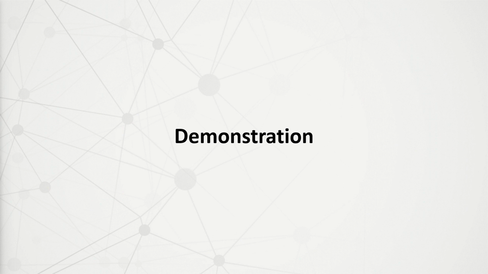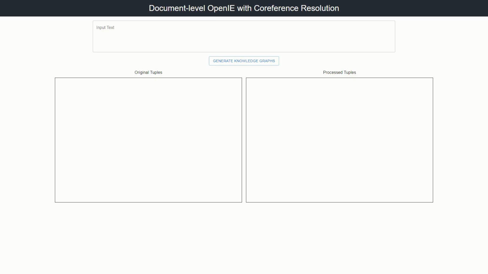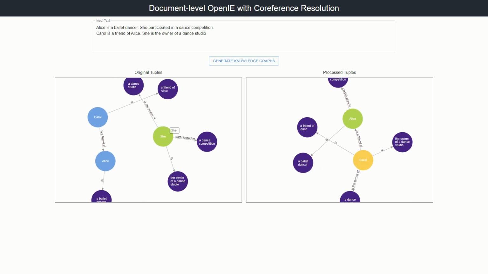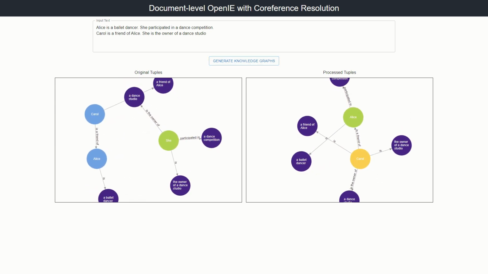Now that we have an understanding of how DOCOR works, let's switch over to the web interface to see DOCOR in action. The web interface has 3 components: a box for text input, and 2 knowledge graphs for comparison between the original and the refined tuples. Using the Alice and Carol example earlier, the knowledge graph will be as shown. We see that the refined knowledge graph no longer has an entity she. Rather, they have been disambiguated into Alice and Carol appropriately, resulting in a much more accurate knowledge graph.